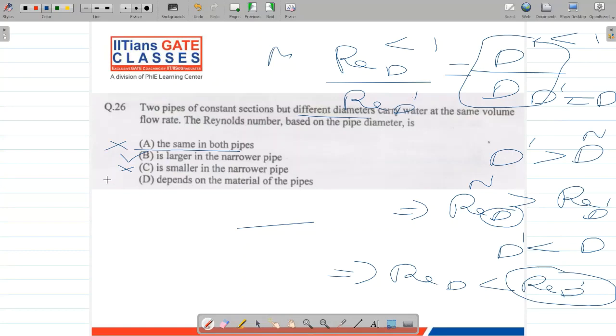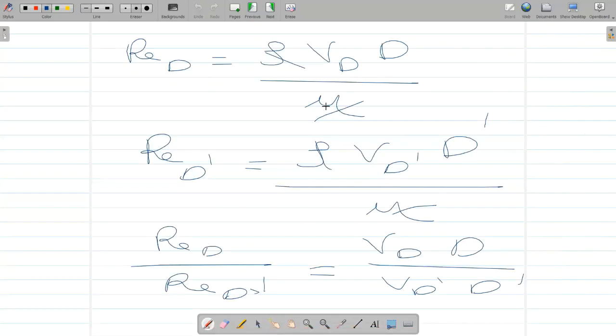And depends upon the material of the pipe. Absolutely not, because there's nothing which suggests in the entire expressions that we wrote that there's any sort of dependence on the pipe diameter. Okay.